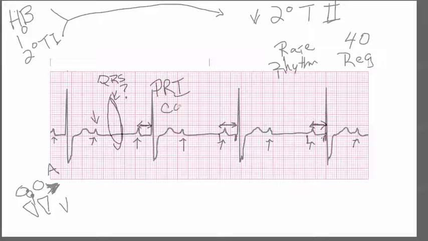is consistent when it hits, and it is, you can do the comparison, then you know that it's a second degree type 2. Now, why is this worse? The reason why the second degree type 2 AV block is worse is because the electricity is only getting through every other beat. So the communication is becoming worse.